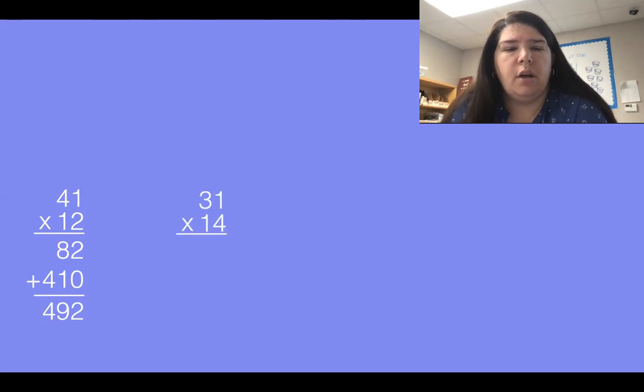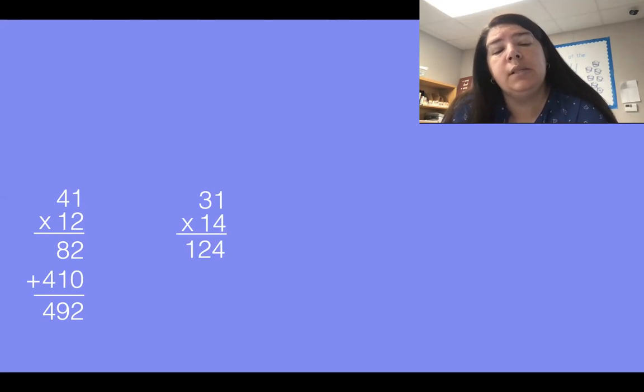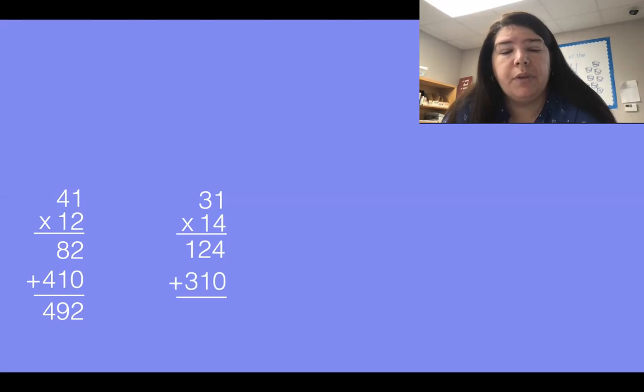Let's try again. 31 times 14. We're going to multiply 31 times 4 is 124. And then we're going to put our 0 in the ones place and multiply 31 times 1. So what should that be? 310. Very good. And then those two are called partial products, and we add them together. And what should we get? Good. Excellent job. Let's try another one.